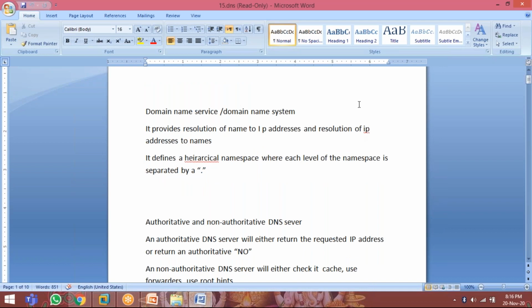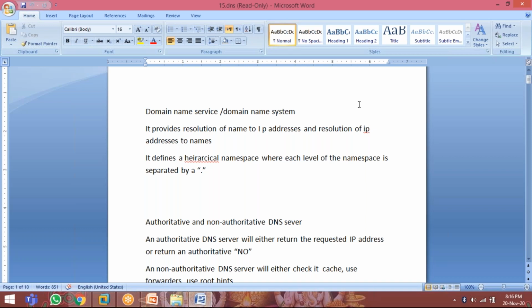So that is the reason, from an interview point of view, they will ask the question: what is the purpose of DNS server? DNS server is used for name resolution. IP to names and names to IP addresses, domain names to IPs and IPs to domain names.